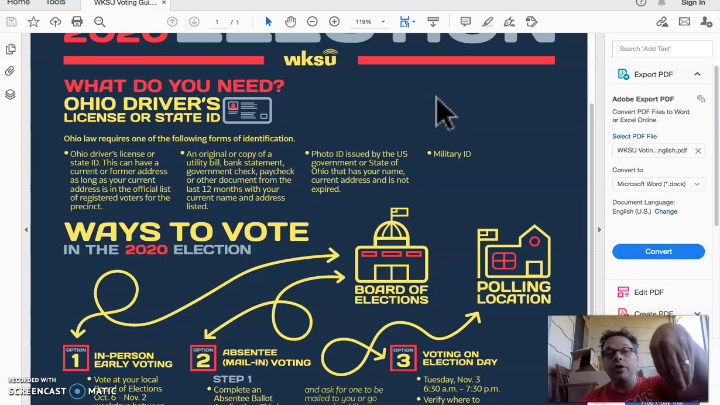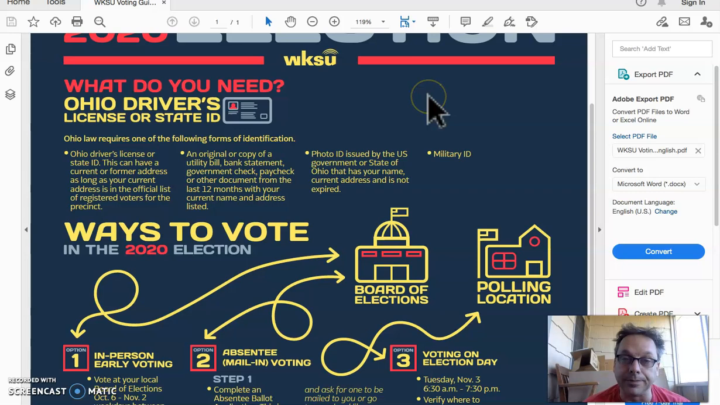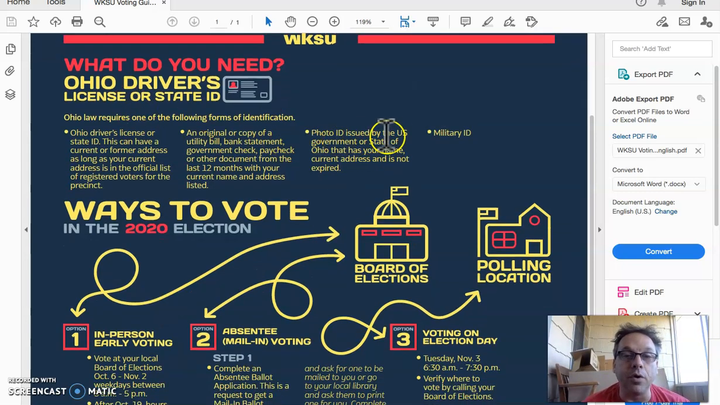So the voting people have to have your current address, and then if your driver's license has your current address, you're good. If not, you need to go and get something else or take something with you that does show your current name and address. Another option is a photo ID issued by the U.S. government or state of Ohio that has your name, current address, and is not expired, right? None of these can be expired, your driver's license either. And this other document has to be within the last year, the last 12 months.